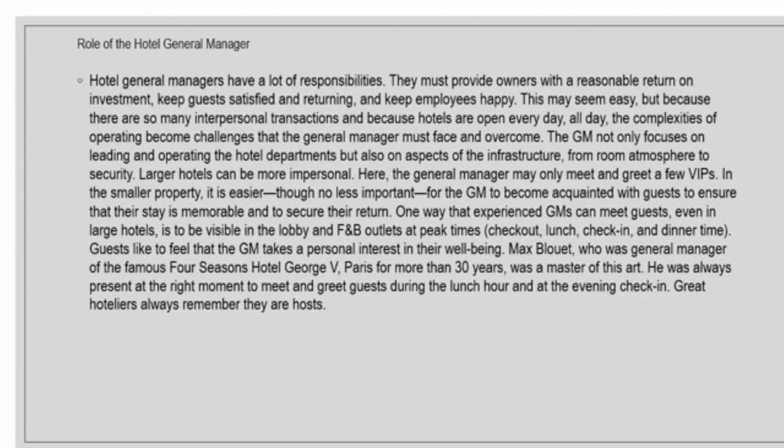So, and one way that experienced GM can meet guests, even in large hotel, is to be visible in the lobby and F&B outlets at peak times. So sometimes, yung mga GM natin, they are not staying in their office. So, sometimes they are there running the place, di ba? Where they can meet guests, malaman nila paano tumatakbo yung hotel. Di ba? So, sometimes, nasa lobby sila ng F&B outlets, di ba? In a peak times, malaman niya how many are in lunch, dinner, or snack, or nagmemeryenda ng mga guests natin.